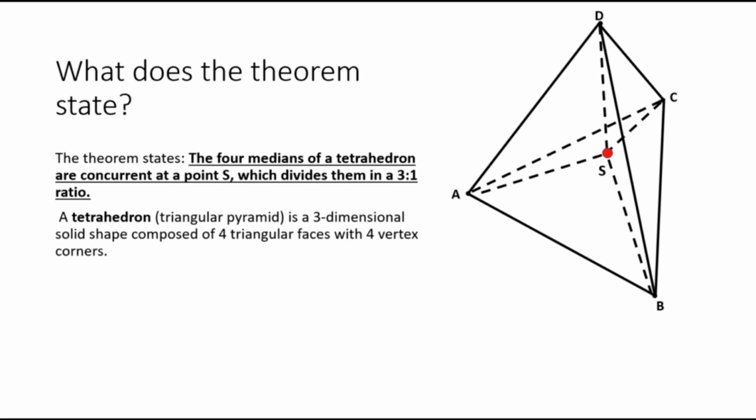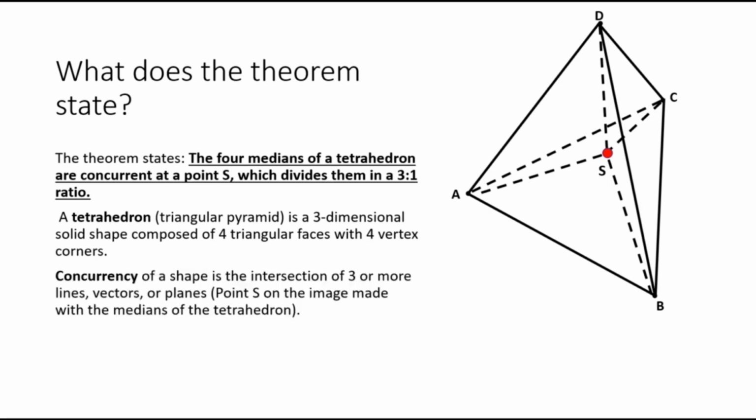So first of all, what exactly is a tetrahedron? Well, a tetrahedron, or a triangular pyramid, is a three-dimensional solid shape composed of four triangular faces and four vertices. But also, what is concurrency? Let's talk about it. Concurrency of a shape is the intersection of three or more lines, vectors, or planes. Here on the image to the right, point S is the point of concurrency.